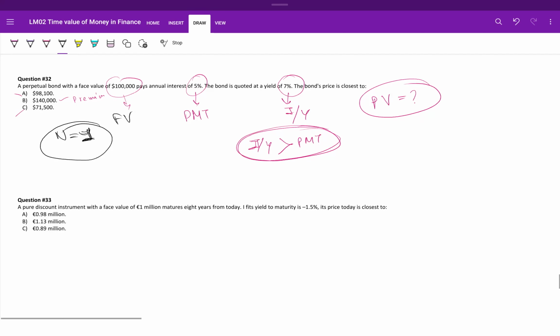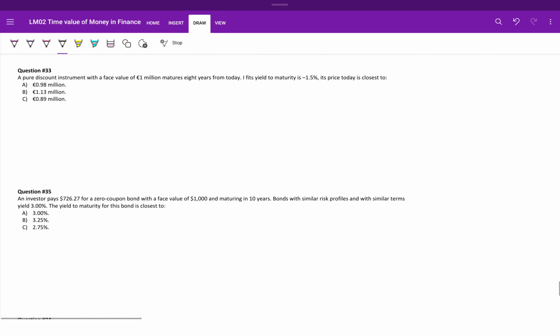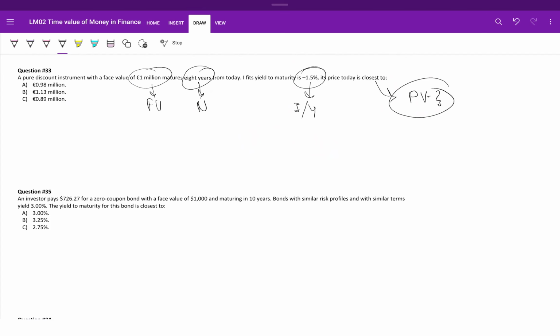So question number 33 now. The next question is a pure discount instrument with a face value, so this is our future value. 8 years is our N. Its yield to maturity is negative 1.5, this is I/Y. Present value is what we actually have to calculate, and you can calculate this using the calculator, and here the PMT is actually 0.